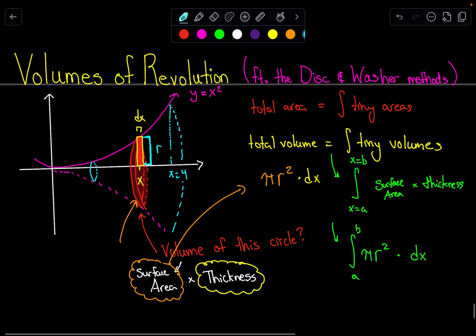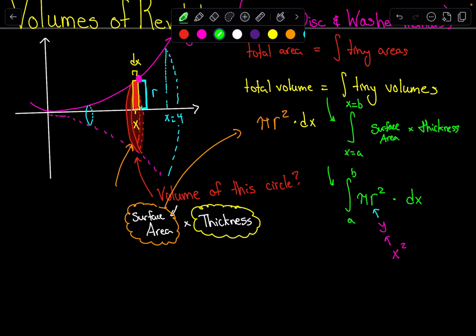Well, the radius is just equal to the y value. It's the same concept from all of our other videos where we've been learning how to do the area. The radius here is just going to be our pink y value, whatever it is on this particular function at that point. In this case, our y value is equal to x squared. So for us, in this example, we would get the integral from whatever our starting x value is to our ending x value of pi times our radius, which is the function x squared, and then that thing squared because it's the radius squared, times dx.